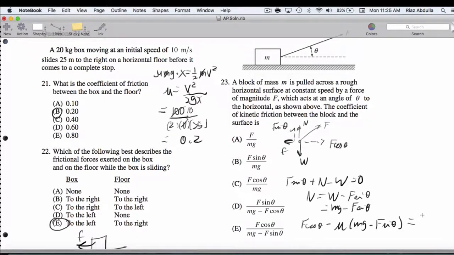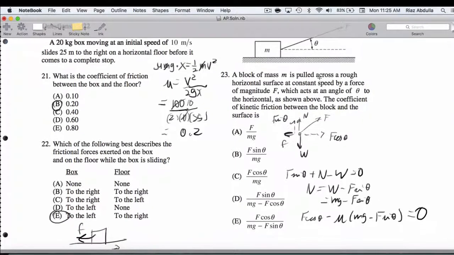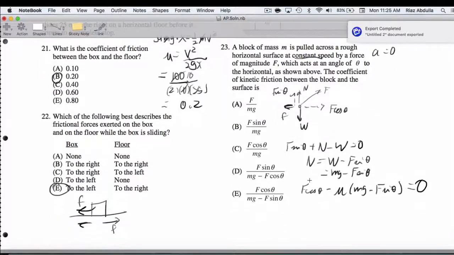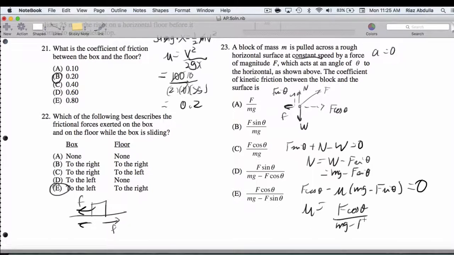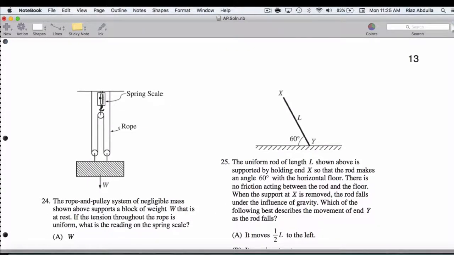And then horizontally speaking, we've got F cos theta minus the friction, which is mu times (mg minus F sine theta). And the net effect of this force is 0 because we're moving at a constant speed in a straight line. So that means the acceleration is 0. So we're in a kind of equilibrium. So when we isolate mu, that's going to be F cos theta over (mg minus F sine theta), which is choice E. All right, I'm going to actually do 2 pages in this video just to kind of keep it moving.